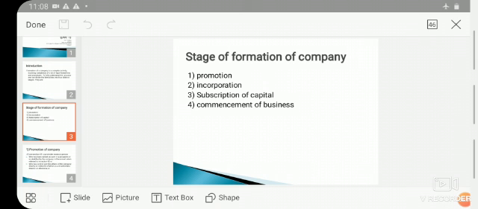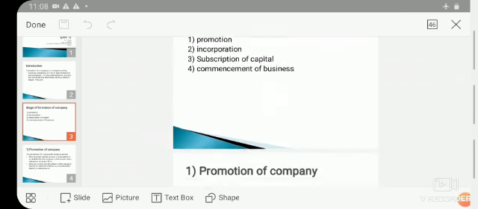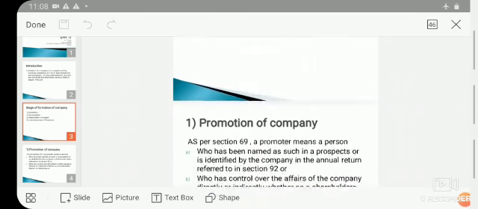So this you need to remember. For the formation of a private company, only the first two stages are applicable, whereas for the formation of a public company, all four stages are applicable. That you need to understand.